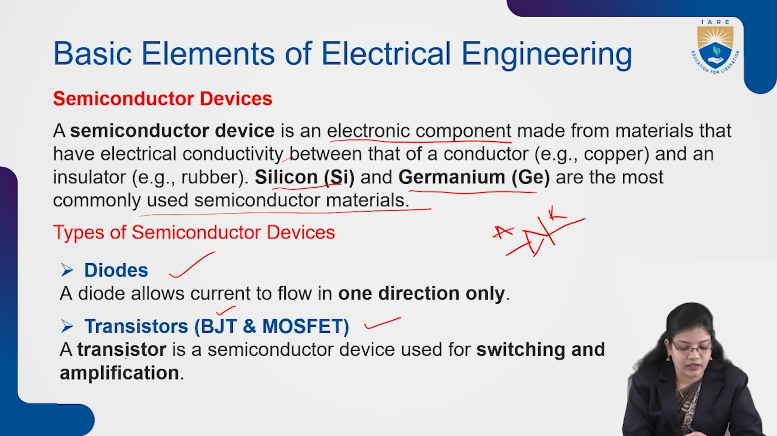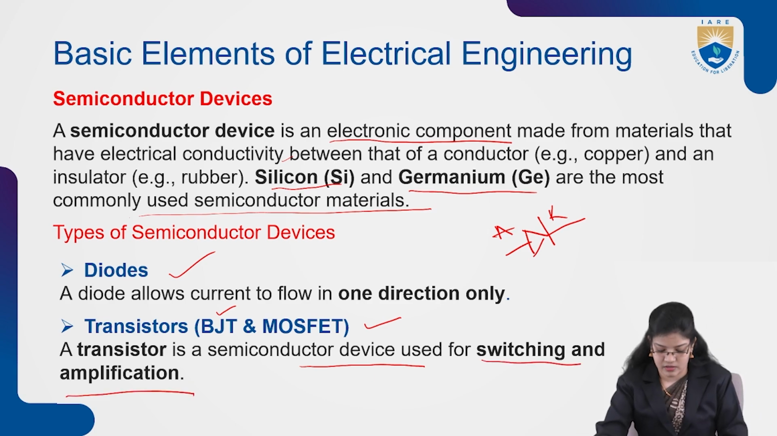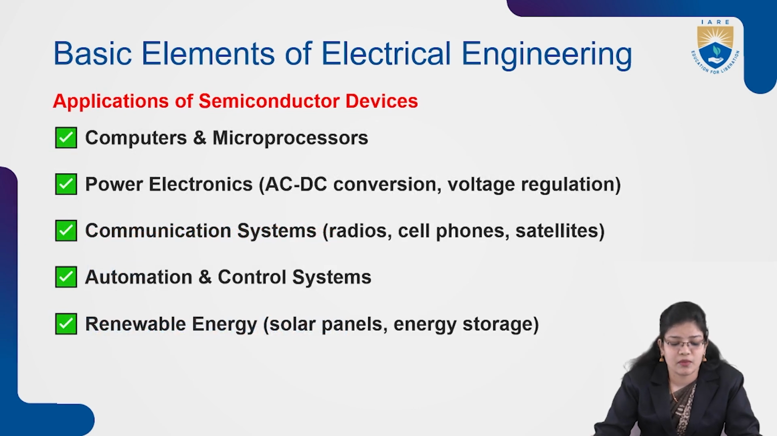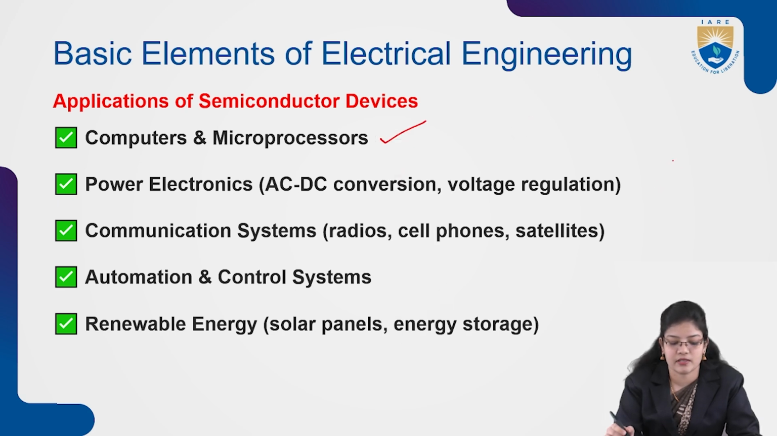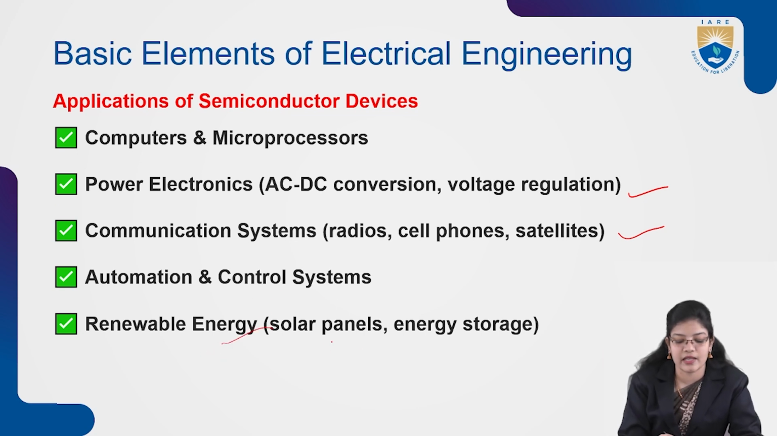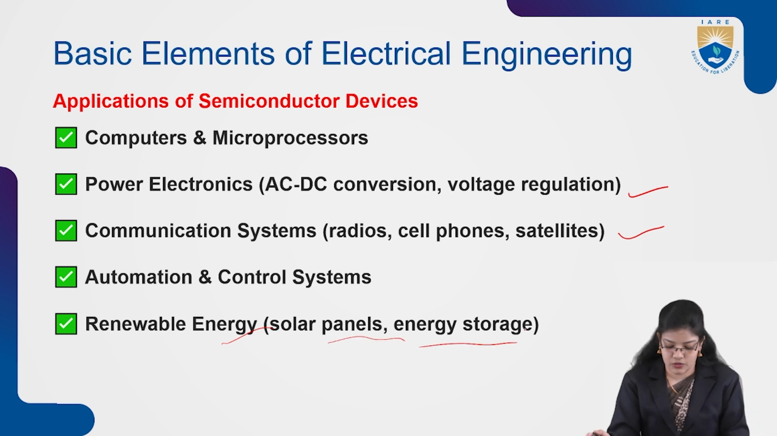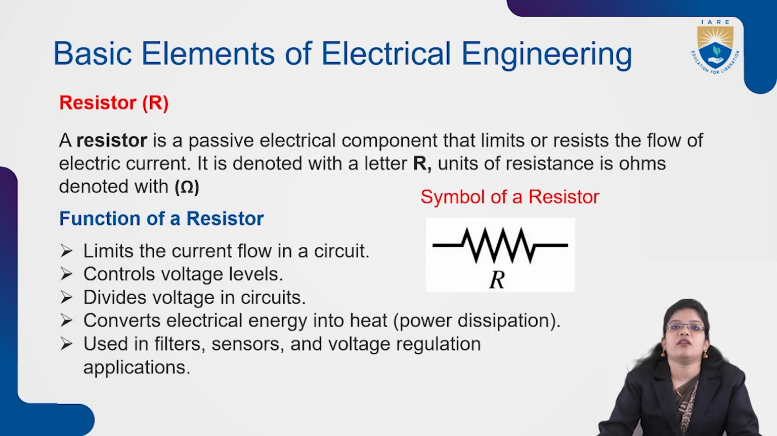So a transistor is a semiconductor device used for switching and amplification. So these are about semiconductor devices. Applications of semiconductor devices include computers and microprocessors, power electronics like AC to DC conversion and voltage regulation, communication systems like radios, cell phones, and satellites, and automation and control systems. They are also used in renewable energy sources like solar panels and energy storage systems. So these are the active elements.